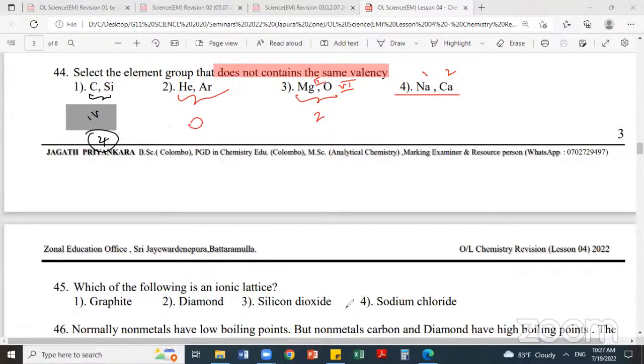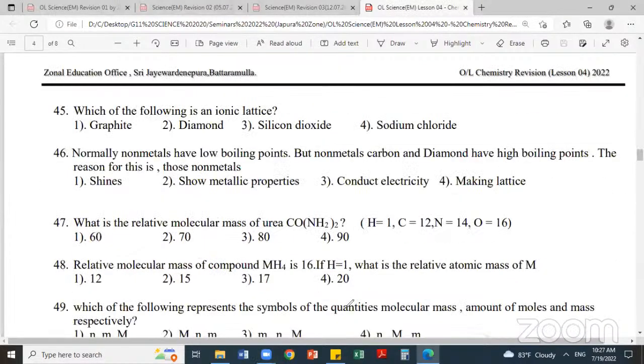Next one, question number 45. Which of the following is an ionic lattice? Any volunteers? Out of these, which one is an ionic lattice? Yes. I'll ask the answer from Sitilini, Imasha. Yes. Sodium chloride. Very good. Answer is sodium chloride. So write diamond and graphite, right? Atomic lattices. Silicon dioxide is also an atomic lattice. So the ionic lattice is sodium chloride.